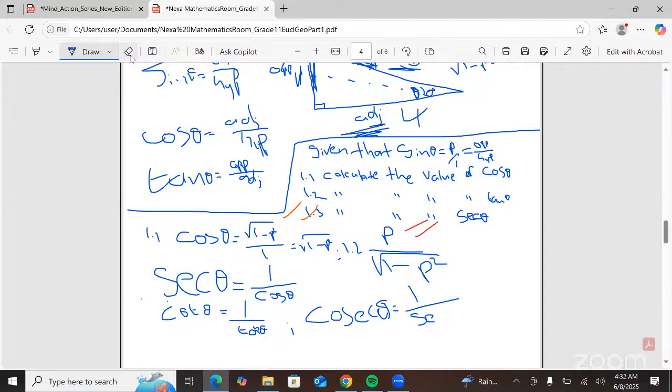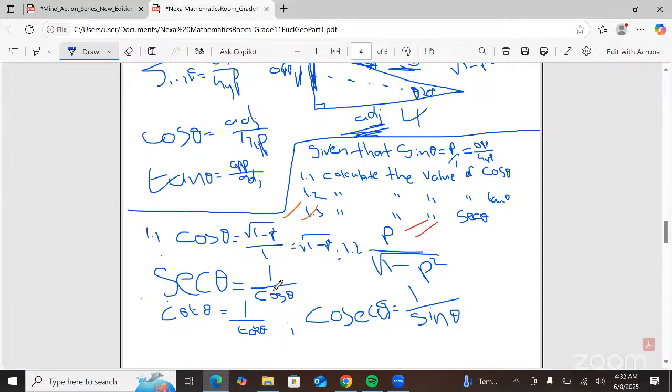sine, I mean, sorry, not sec. Sine theta. So this is what you need to know: that sec is 1 over cos theta, cot is 1 over tangent, cosec is 1 over sine theta. Does it now make sense?